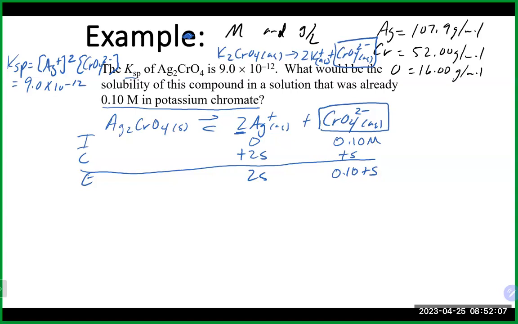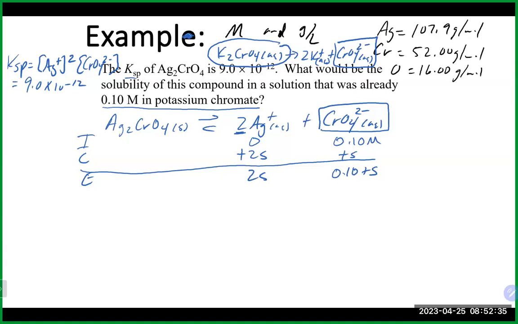Yeah. Do you need two separate ice tables? Is that what you're asking? One for the potassium chromate? No, because this is a strong electrolyte because it's soluble. It's in solution, so it will 100% break apart. It won't set up an equilibrium. So really the only thing that will set up an equilibrium is the silver chromate in this case. Other questions?